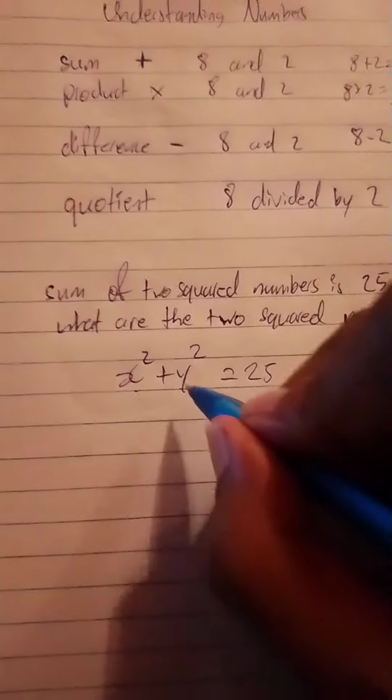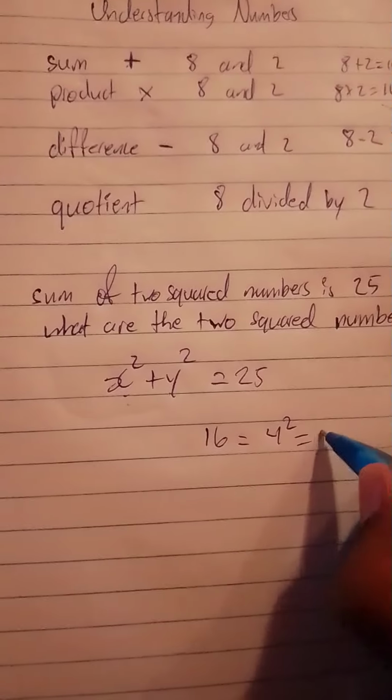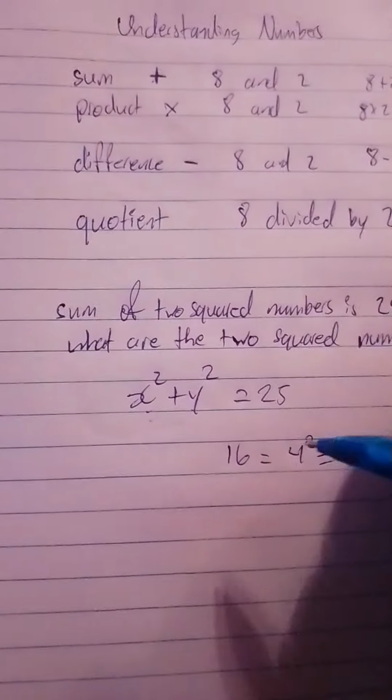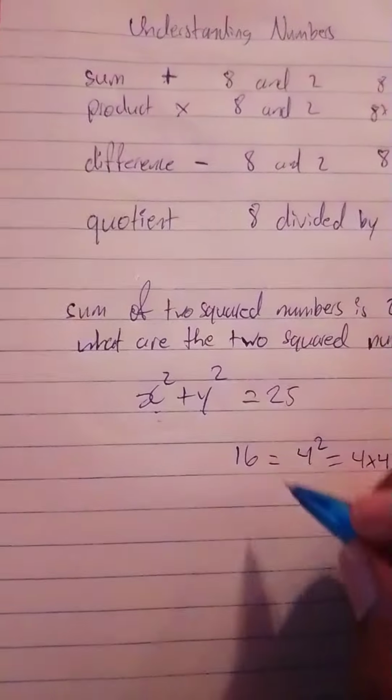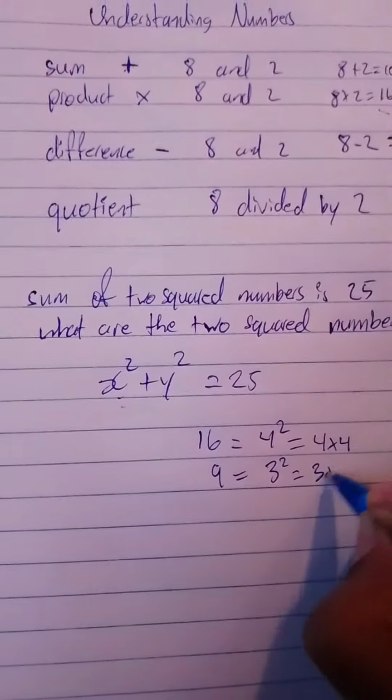One of these could be 4 squared, because 16 is equal to 4 squared, right? Because in actuality this is 4 times 4, so that could be 4 squared. And then 3 squared is 9, so that's 9, and that's 3 squared, right? Because this is actually 3 times 3.